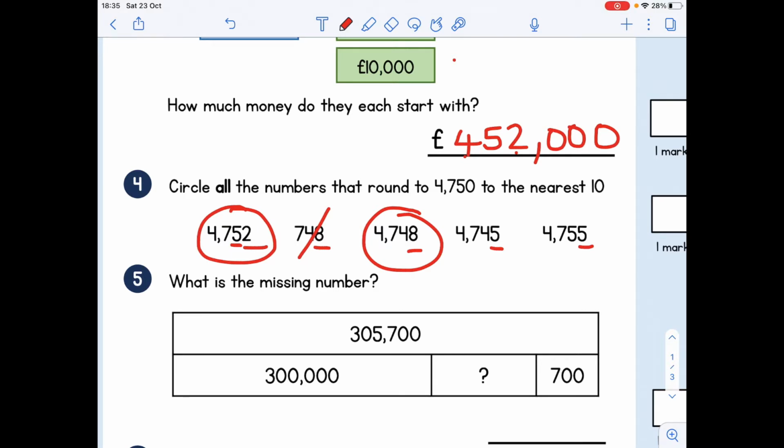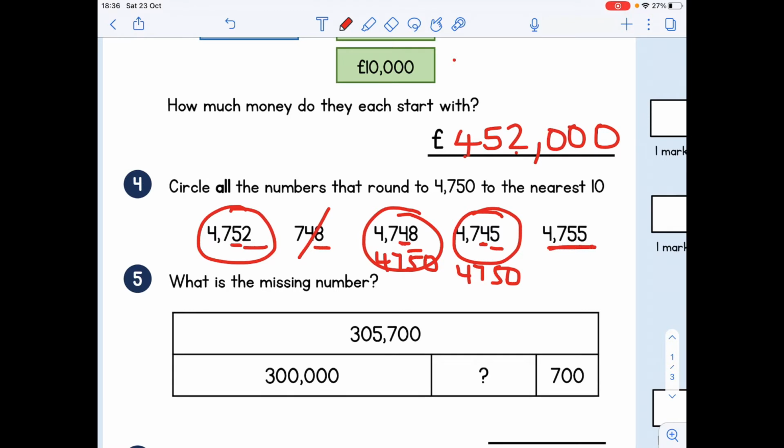I'll circle this one because again, when I look at the number, it's 5 or more means that we're going to round up. So at the moment, the tens column is 4. But because when we look at the ones, it's 5 or more, we're going to round that number up to 5, so it becomes 4,750. The same with this one. We look at the ones, it's 5 or more. It means we're going to round the tens column up. So from 40, it's going to go up to 50, so it's going to round up to 4,750.